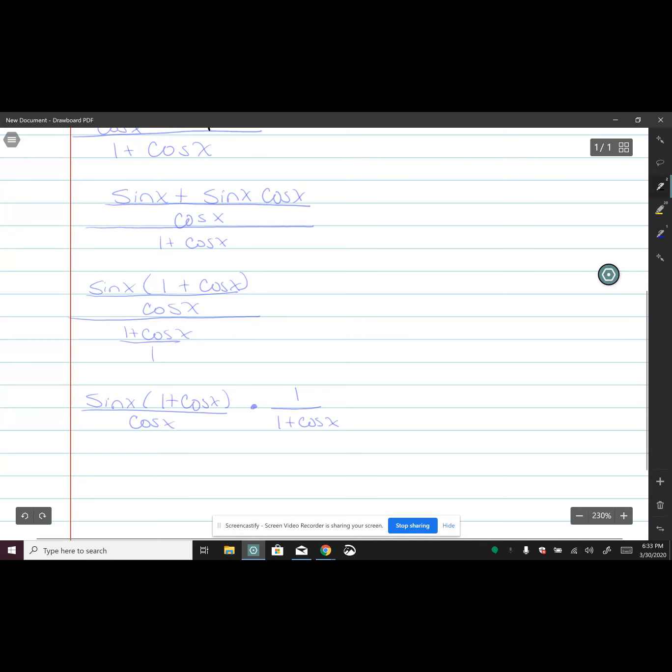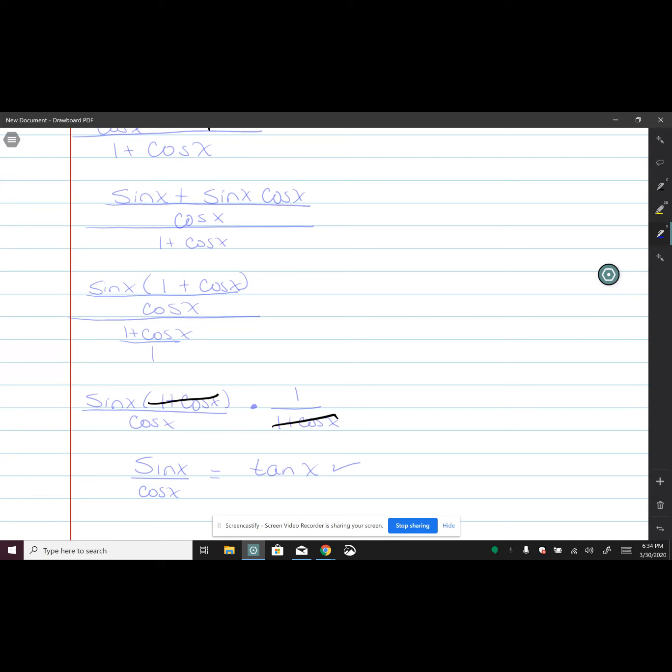You are now in the home stretch because if you take a look here, what do you notice? You should notice that this 1 plus cosine x and that 1 plus cosine x cancel out. And that leaves you with sine x over cosine x, which is the same thing as tangent of x, which is exactly what we needed.